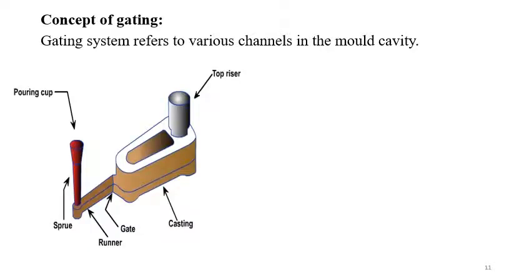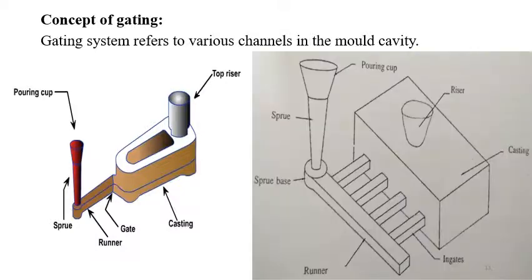You can see this figure clearly. Liquid metal you can put here. This, about 5 to 6 centimeters in height, is called the pouring cup. The vertical passage is not a straight line; it is a conical shape, and it is called the sprue. At the bottom side it is called the sprue basin. Then the horizontal line indicates the runner and gates, and they enter the cavity. This is a cavity inside the cope and drag box. This is a riser.